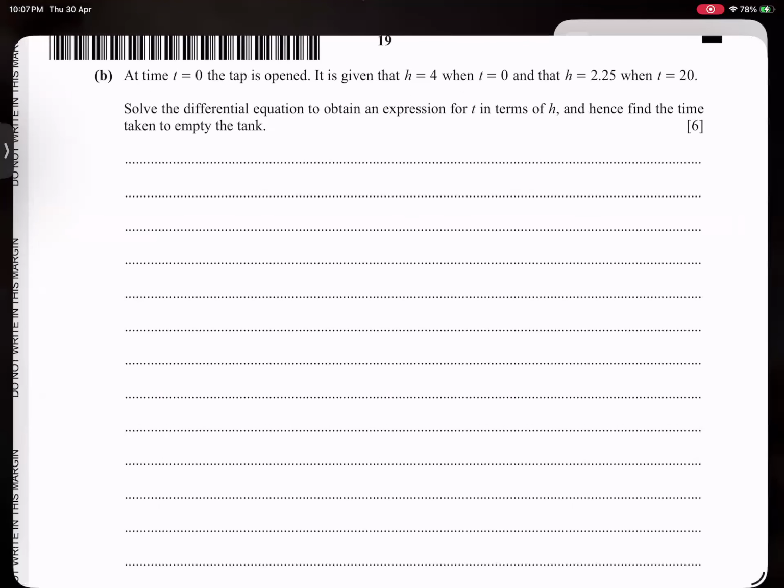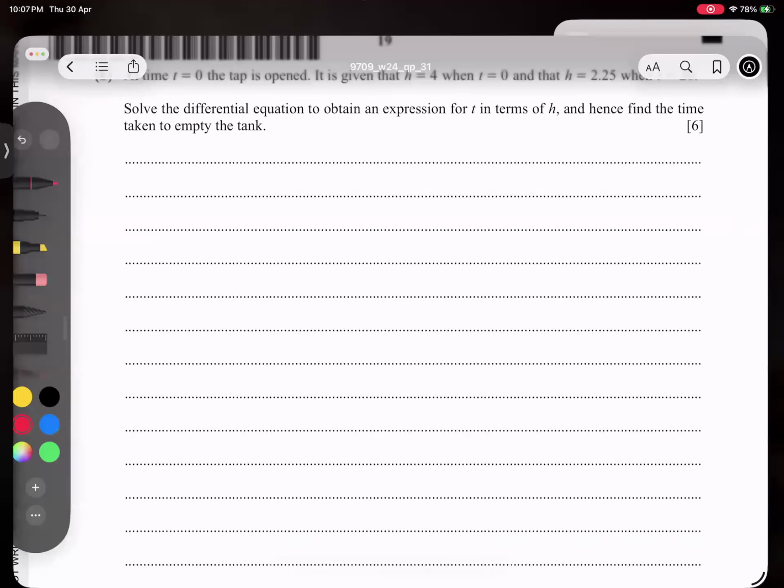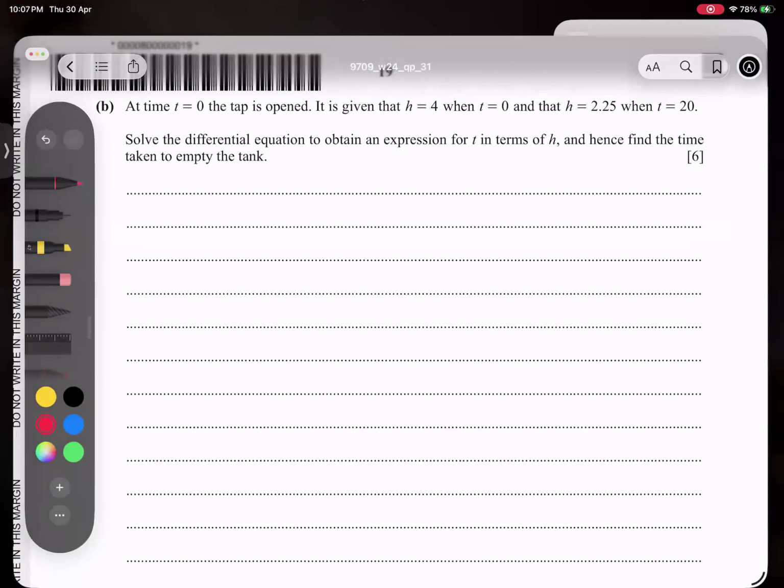And students, what's the B part we have? He's saying here at time t0, the tap is opened, and the h is 4 and time is 0. So one parameter is given and we have given another parameter. So h is this and t is this. So we have given basically two parameters. Okay, students. So solve differential equations to get t in terms of h. So our main job is to make t the subject.